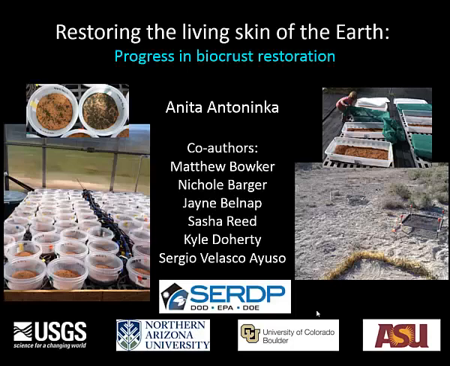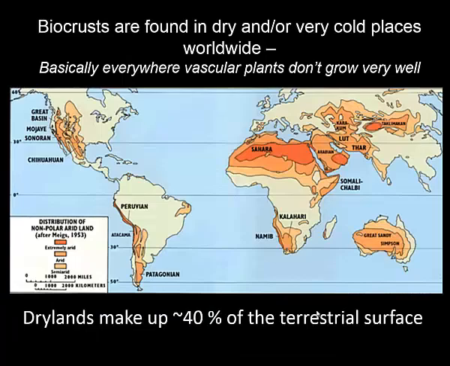All right, so where are biocrusts? Biocrusts are found everywhere in the world where it's hot or dry, basically all the places that vascular plants don't do very well. And as you can see from this global map of the deserts of the world, drylands actually make up a really large proportion of the terrestrial surface. And biocrusts are integral to the function of those ecosystems, and so we think it's very important to focus there.